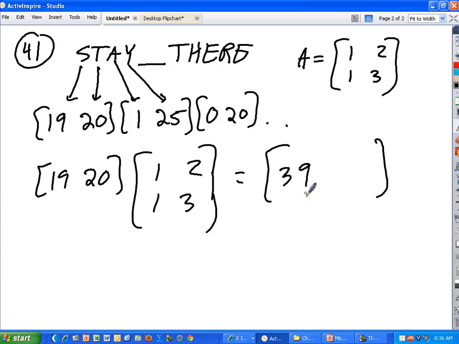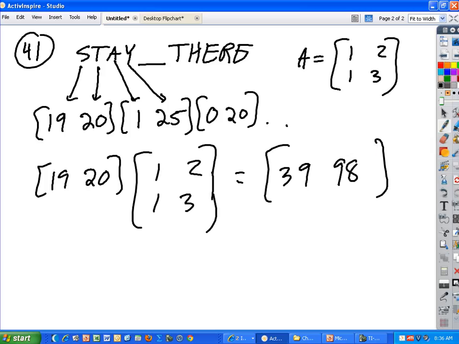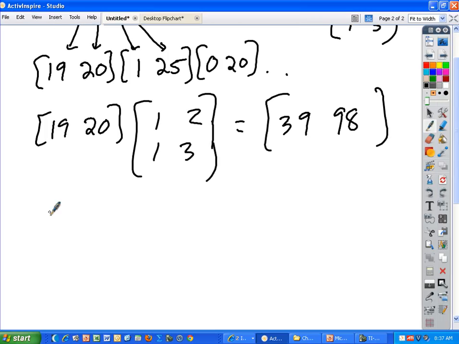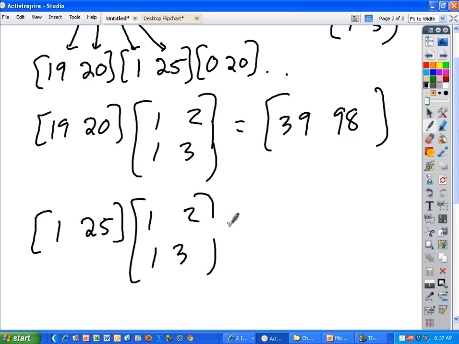So there's our first encoded string, right? Then if we want to do the next, let's do one more. I pull down 1, 25, times 1, 2, 1, 3. So 1 times 1 is 1, plus 25 is 26. 1 times 2 is 2, plus 75 is 77, etc. So that's what we're doing for problem 40, something like that. You're encoding a matrix. Now, problem 44, you're decoding a matrix.